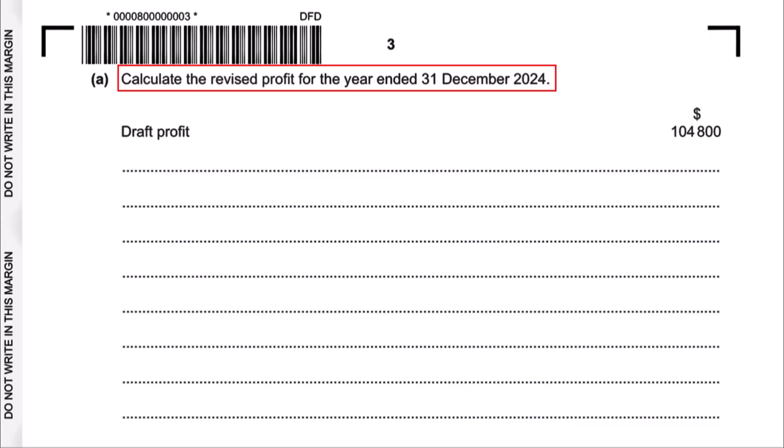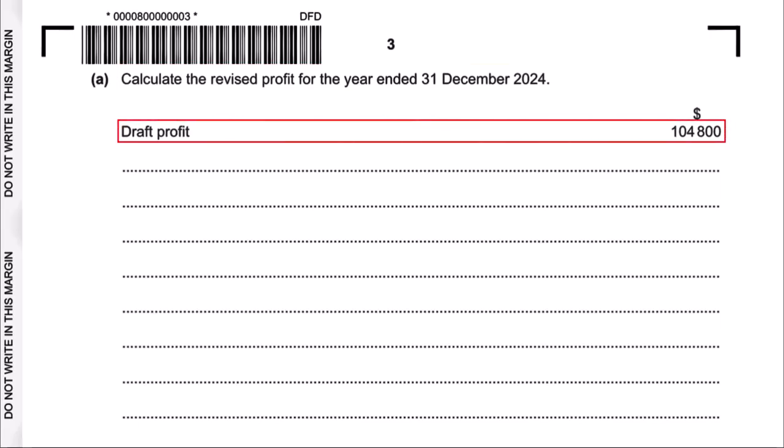So in order to calculate the revised profit, the draft profit figure has already been given to us. In this box, you need to show your working, and it is possible that I may not use it because for teaching purposes, I will do the working next to the errors themselves. But you must use this box. Well, this is a 7-mark question.